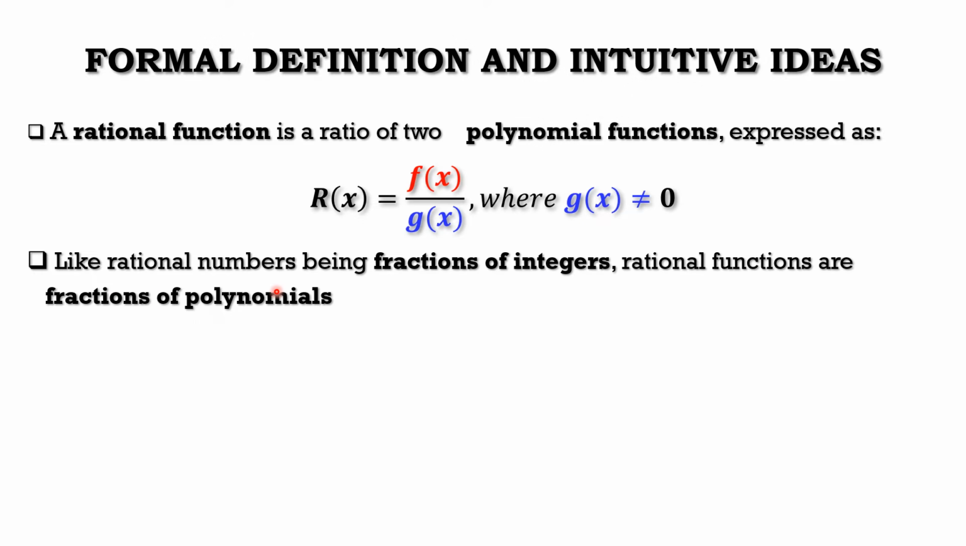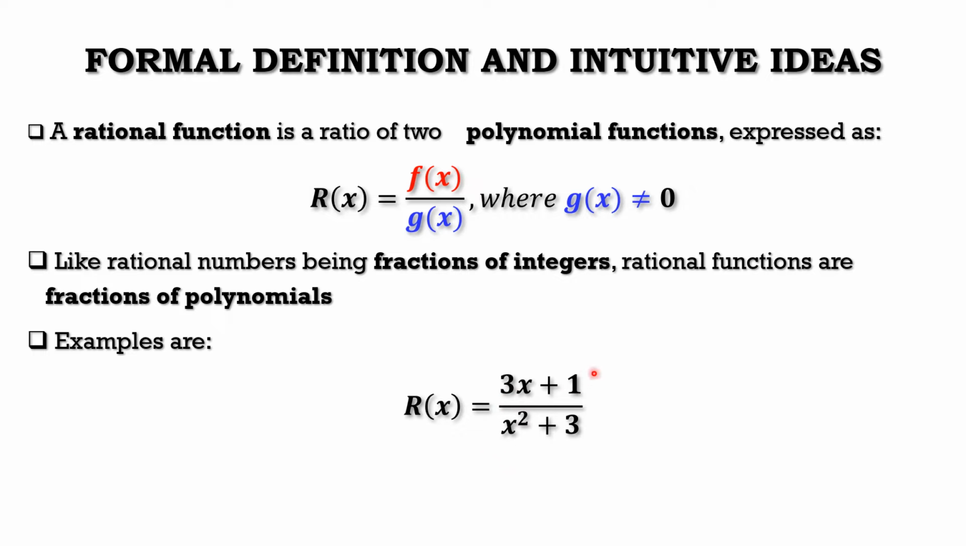Now, like rational numbers being fractions of integers. So when we talk about rational numbers, they are fractions of integers. Rational functions are fractions of polynomials. So what we need to understand about this particular step is such that since rational numbers are fractions of integers, when we move the same understanding to rational functions, then rational functions are also fractions of polynomial functions of this particular nature.